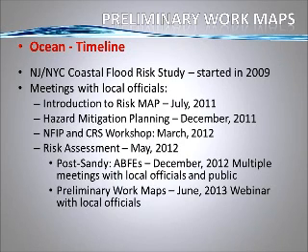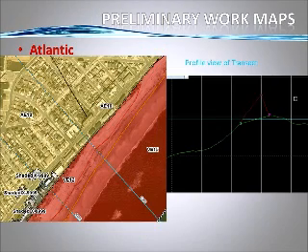The timeline for Ocean County started in 2009 with this coastal flood study. The introduction to Risk MAP took place in July 2011. There were hazard mitigation planning meetings in December, and NFIP and CRS workshops occurred in March 2011. Then the post-Sandy ABFEs were issued in December 2012, and the preliminary work maps were issued in June for Ocean County. So these have been available for quite some time.